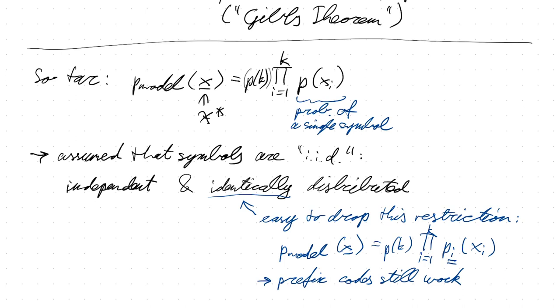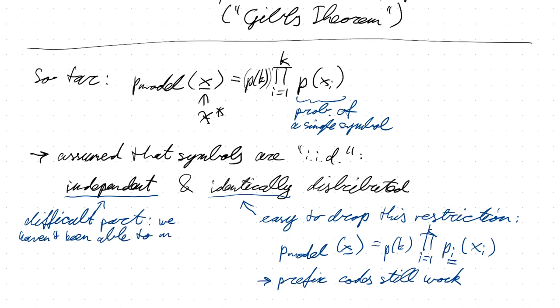The only reason why I had this restriction to begin with is because I wanted to keep the notation simple and didn't want to have these i's floating around everywhere. But the more important restriction is this independence. This is really the difficult part. What that means, the technical term, is that we have not been able to model correlations between symbols.